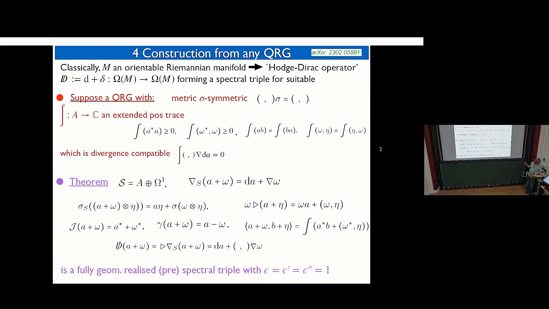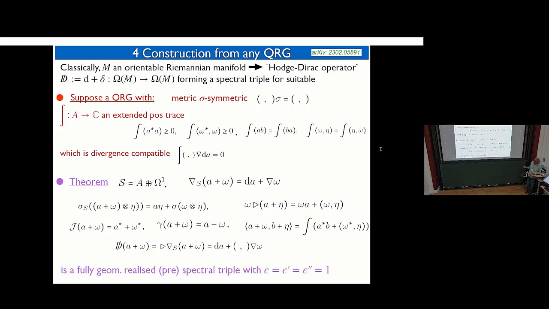And then there's one more condition, which is that, remember that this guy was the divergence, right? Nabla D was the divergence. So you should want the integral of the delta of any one form, here it's dA, to be zero. So that would be true for a closed manifold. So we would like to have that condition. So now, I'm just going to suppose those conditions, then everything works.